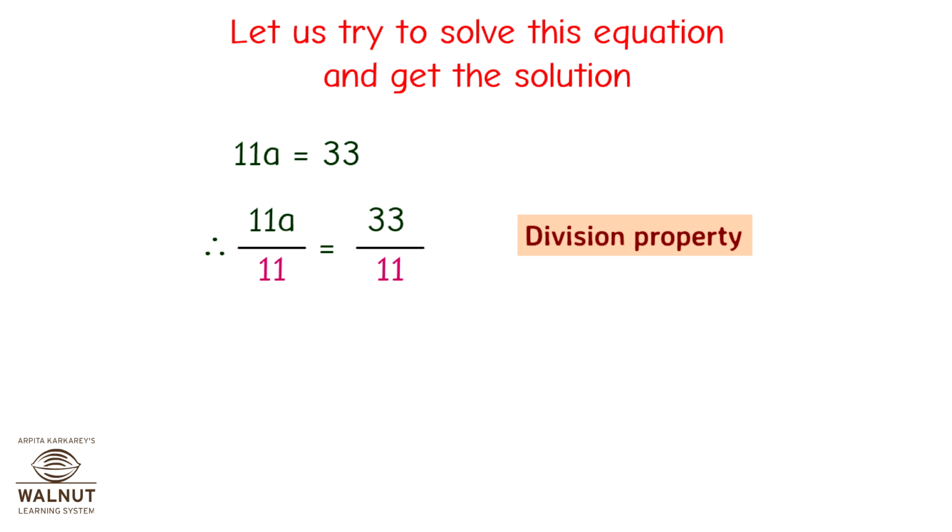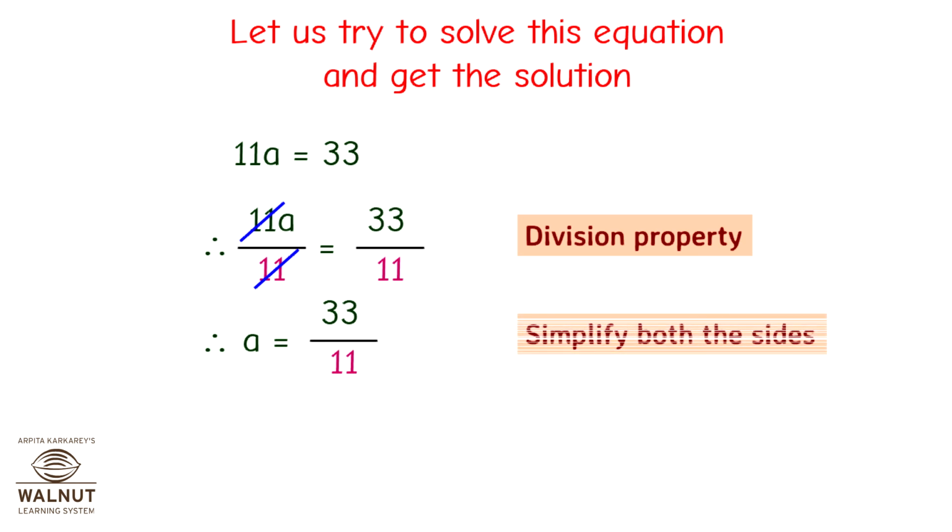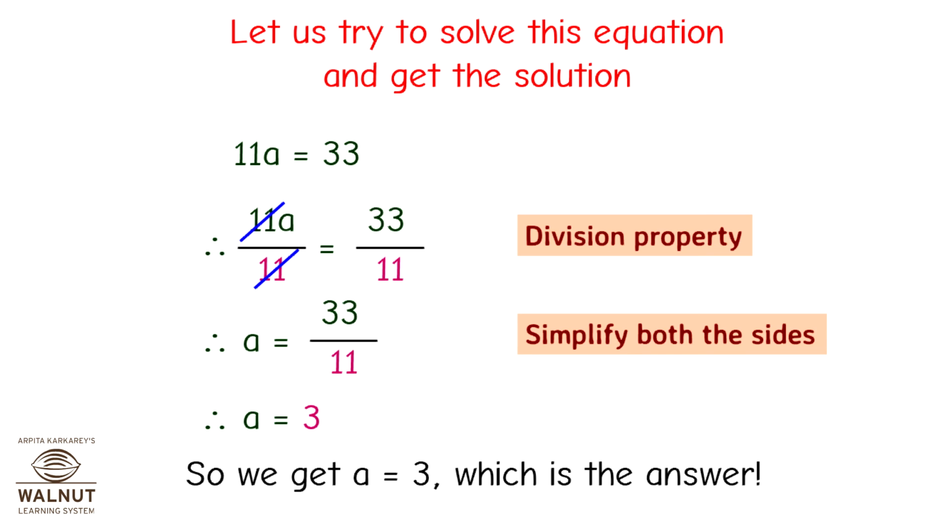Let's simplify both the sides of the equation. We cancel out 11 from the numerator and denominator both. So we have just a on the LHS. Therefore, a is equal to 33 divided by 11. And what about the RHS? The RHS is 33 divided by 11, which is 3. Therefore, a is equal to 3. So we get a is equal to 3, which is the answer.